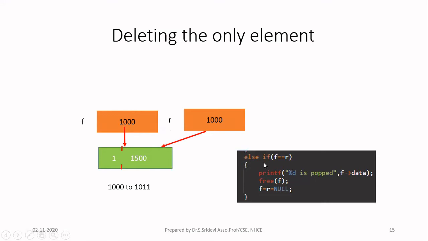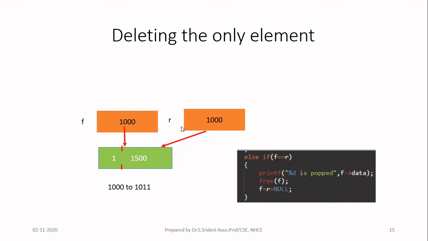So I am writing else if front is equal to rear, it means the queue is having only one data. You have to delete it and you have to display to the user. So I am writing f arrow data. This is the message I am deleting, and I am displaying that to the user. Then after you delete that, you have to release the memory because you have allocated it by means of malloc. So you have to release it by means of free. I am writing free f. You can even write free r also. Both are correct, but always follow the same way. Then once you delete, your queue is now empty. So right now f is equal to r is equal to null. So this is a case where you can delete the only element that is present in the queue.